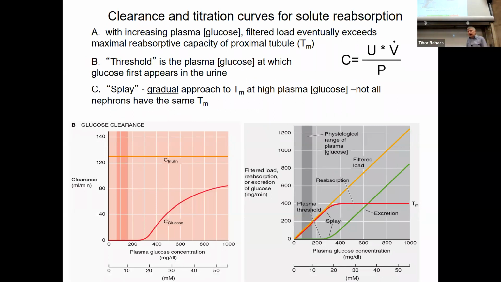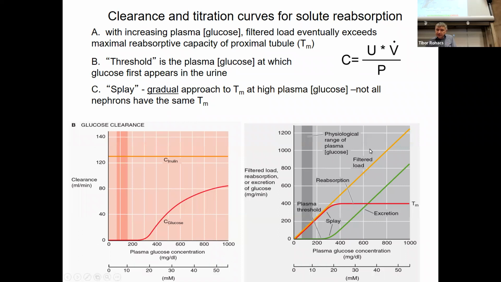This is classical old-fashioned physiology. These are the titration curves for glucose. Let's start on the right-hand side. Somehow my pen got blocked, so I can't draw anymore. But I'm just going to use the pointer. So there are three curves here. As a function of the plasma glucose concentration, three curves are plotted.